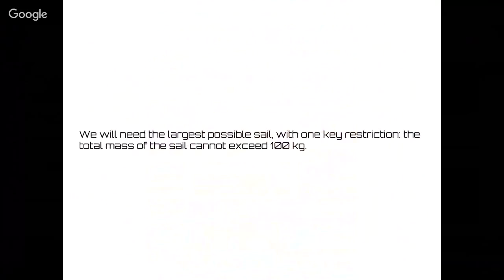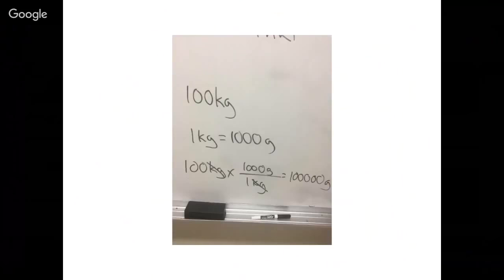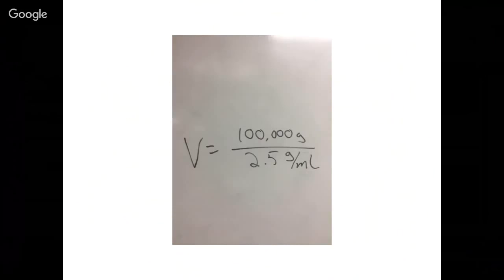Well, the mass is given in the description here. It says 100 kilograms is the maximum weight that we can have. And since we want the largest possible sail, we're going to go up to the limit of 100 kilograms. We need that in grams, though, so we have to convert kilograms to grams. 1 kilogram is equal to 1,000 grams, which means that 100 kilograms is 100 times 1,000 over 1, or 100,000 grams.